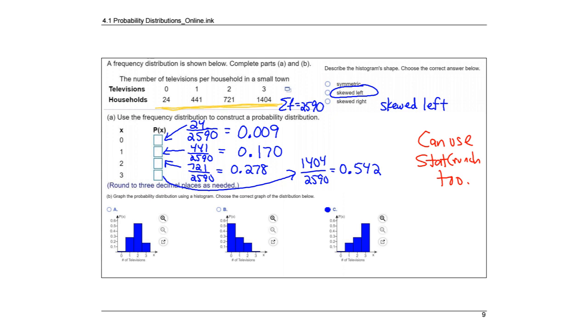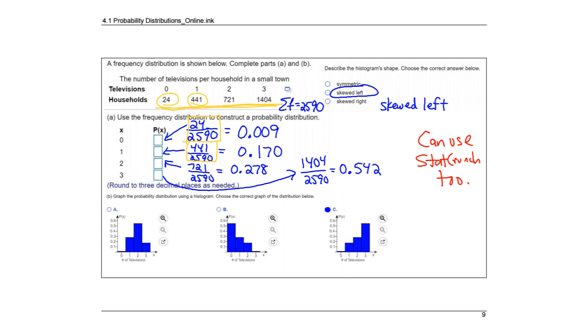And now I can create a frequency distribution, just like we did in chapter 2. So for the first one, I have 24 households over 2,590. Then I have 441 households over 2,590, and so on. So I'm able to create my probability distribution by finding each of those probabilities. Remember, that's the same as our relative frequency.